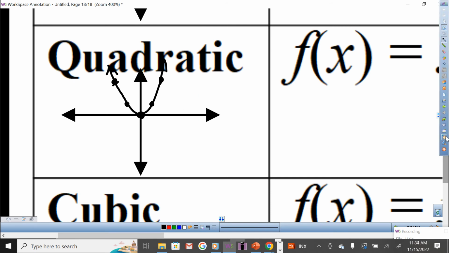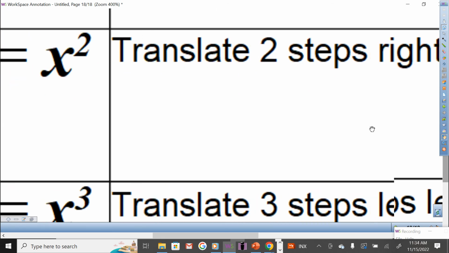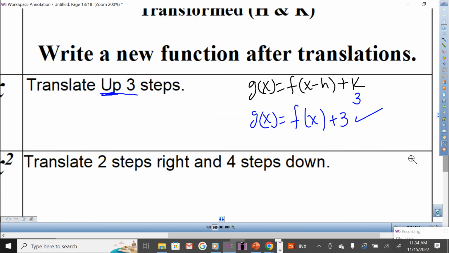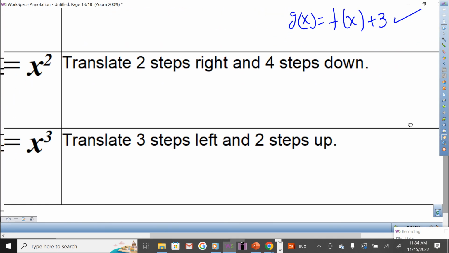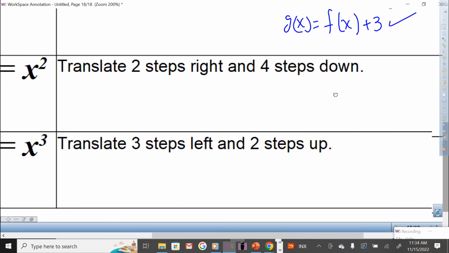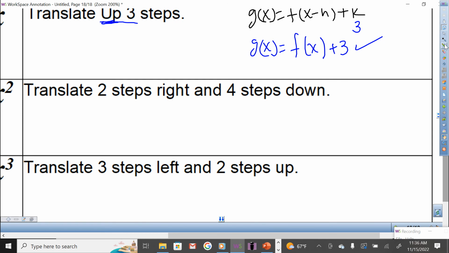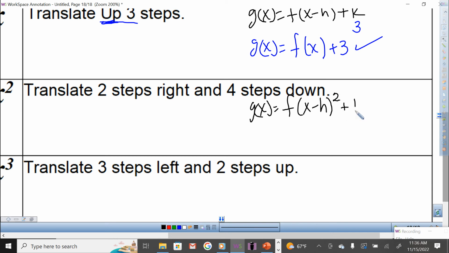This is known as a what? A quadratic. All right. What does it look like? F of x equals x squared, and now we're going to do a transformation. All right, so let me zoom out. Here we go. We're going to translate 2 steps to the right and 4 steps down for that quadratic. So I start with my rule. Here it goes. What is my rule? G of x equals f of x minus h, close parentheses. However, look up, this is a quadratic, which means it has an exponent of what? 2. That goes right there, plus k.